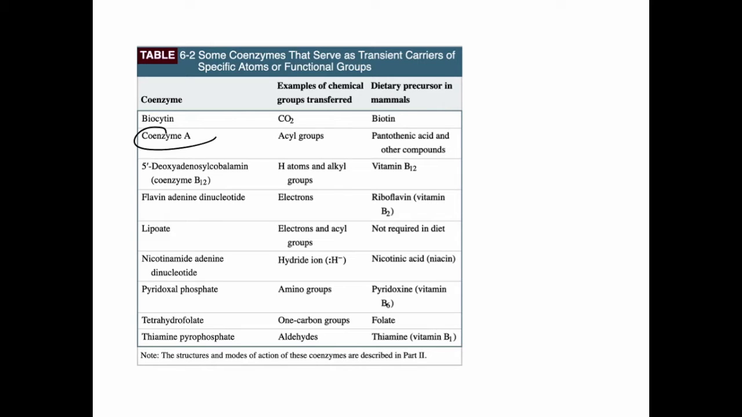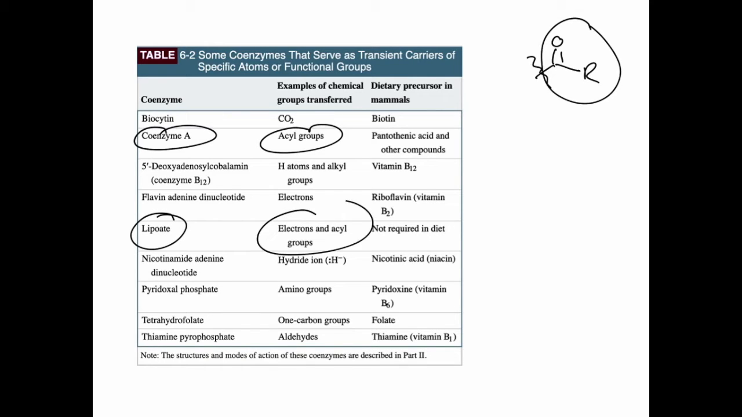For example, coenzyme A facilitates the transfer of acyl groups. Acyl groups, that's just a functional group that looks like this. That's an acyl group right here. The dietary precursor would be pantothenic acid. We also have lipoate, which transfers electrons and acyl groups. We have thiamine pyrophosphate, which transfers aldehydes, and that is found in vitamin B1. So you'll actually notice quite a few of the B vitamins here that are the dietary precursors to the coenzymes.